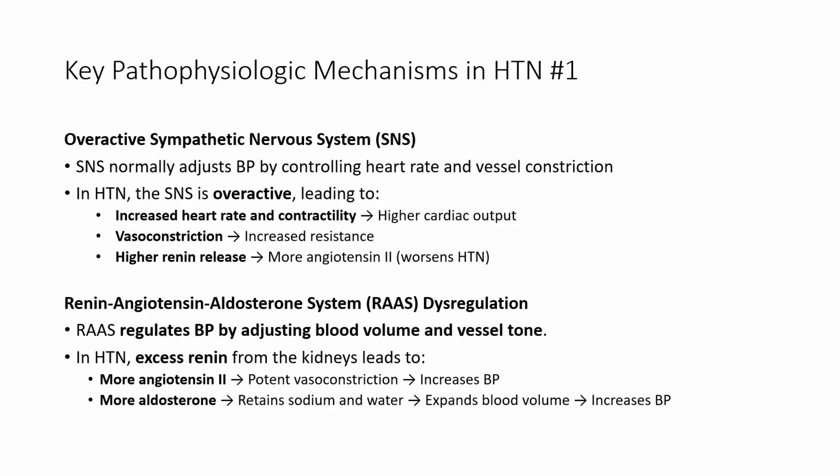Next, a dysfunction of the renin-angiotensin-aldosterone system. The RAS regulates blood pressure by adjusting blood volume and vessel tone. In hypertension, excess renin from the kidneys will lead to more angiotensin II, which is a potent vasoconstrictor, and it will increase our blood pressure. It will also lead to more aldosterone, which is going to cause us to retain more sodium and water, which is going to expand our blood volume and thus increase blood pressure.